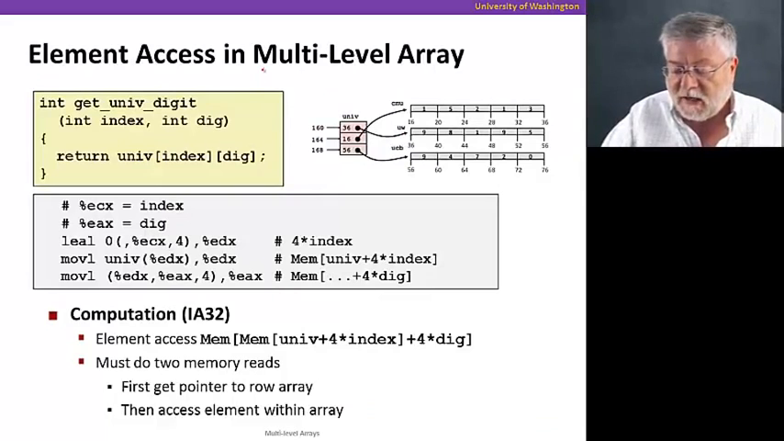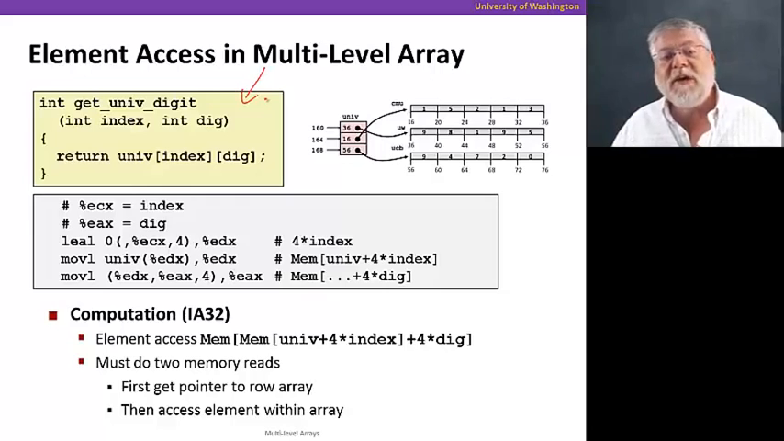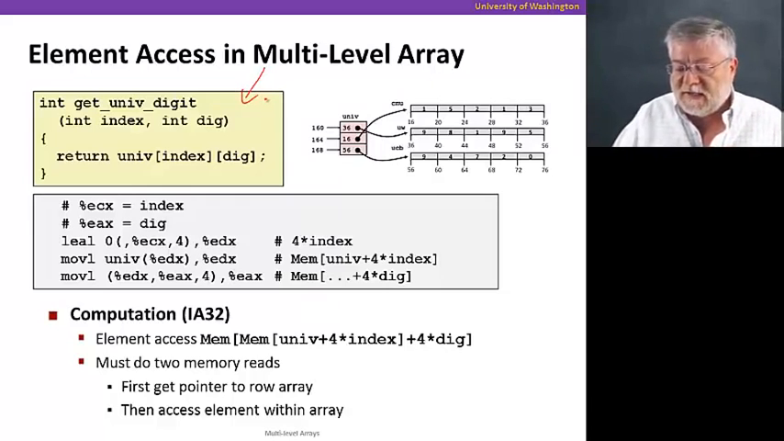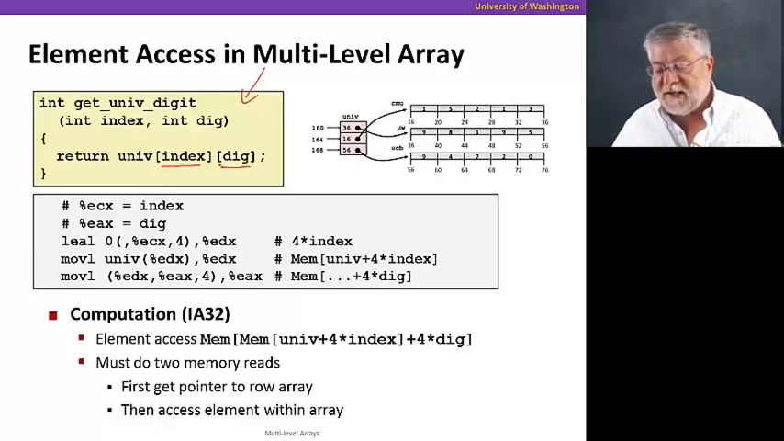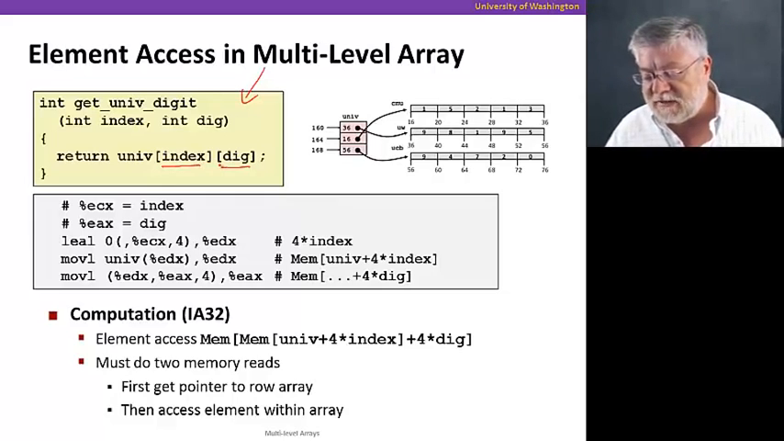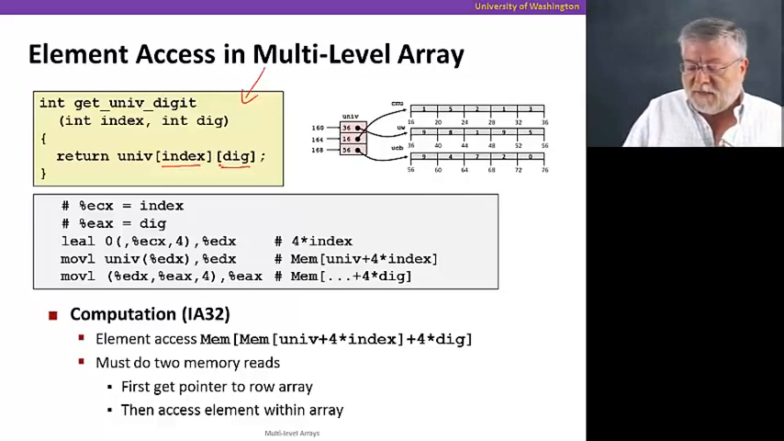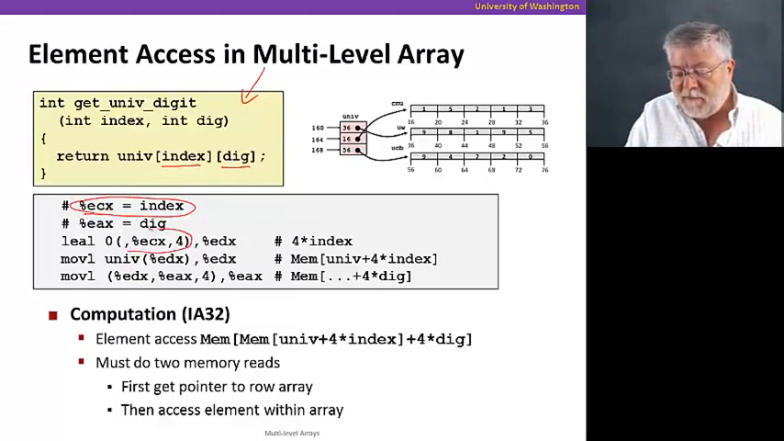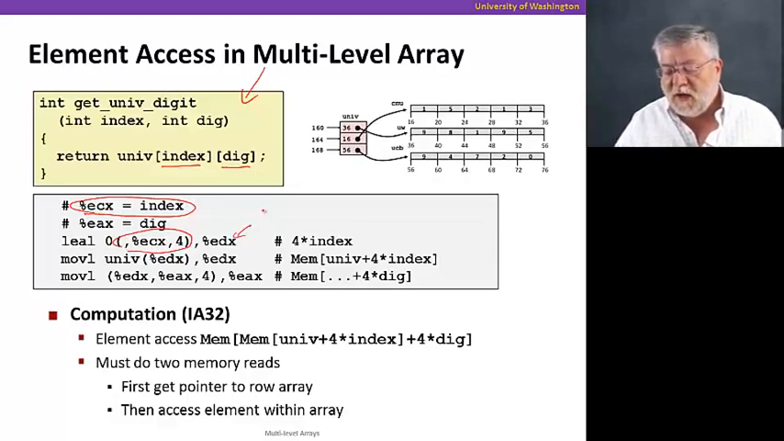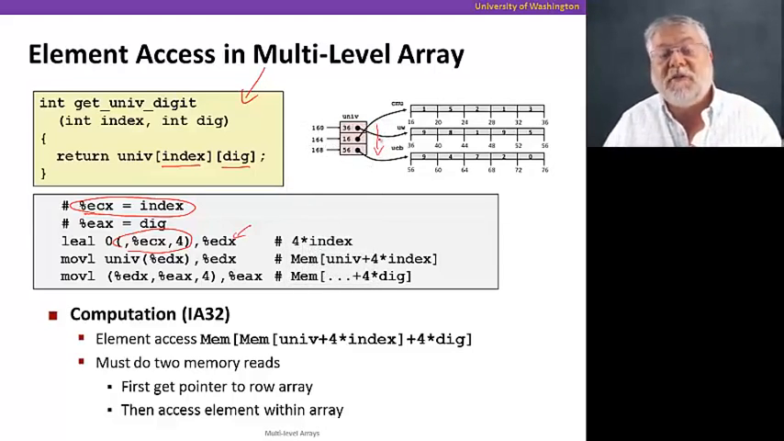So here we're going to have the same procedure we had before for getting a digit of a zip code, only this time, although the addressing looks the same, let's see what actual assembly code gets generated. Okay, so at the beginning we'll have our first index in the register ECX, and we're going to multiply that by 4 and put the result in EDX. And why are we multiplying it by 4? Well, because we're indexing into our univ array and we need to know how much of an offset to have to get the right pointer.